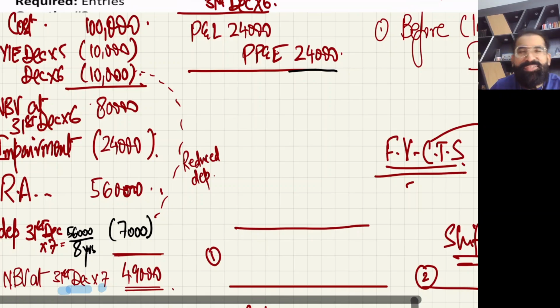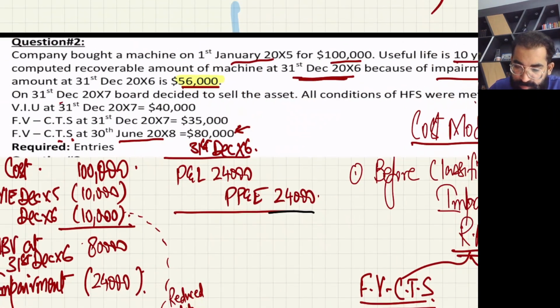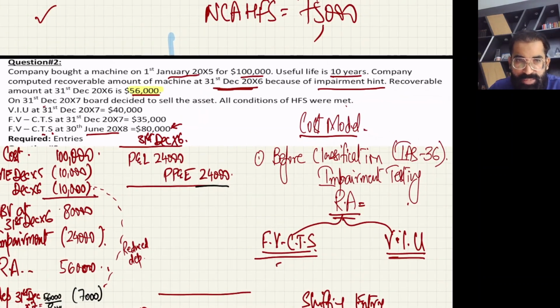Okay. So in this question, 31st December X7 is the date of held for sale. We will be applying everything which I just taught you. Listen. On 31st December X7, the board decided to sell the asset. Yes, all conditions of HFS were met.